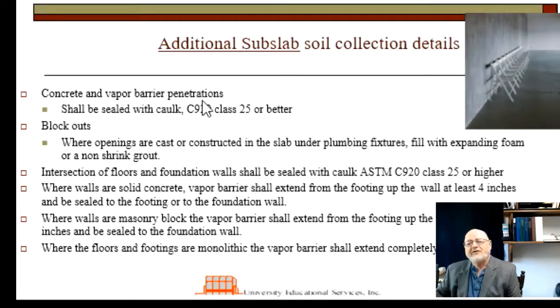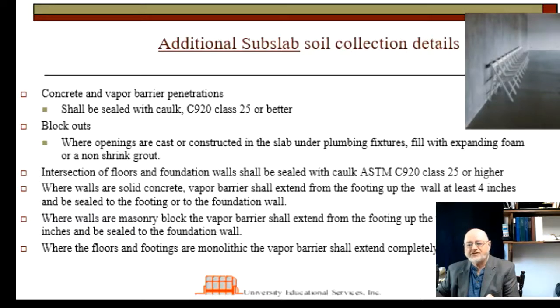The vapor barrier, if there are any penetrations, you have to make them airtight, or as airtight as you possibly can. And so they suggest you seal them with caulk. If there's a tear, you repair it as you did in the case of the gravel, and you'll see all that in the standards. The intersection of the floor and the foundation walls will be sealed with caulk. You're to run the vapor barrier up 4 inches.